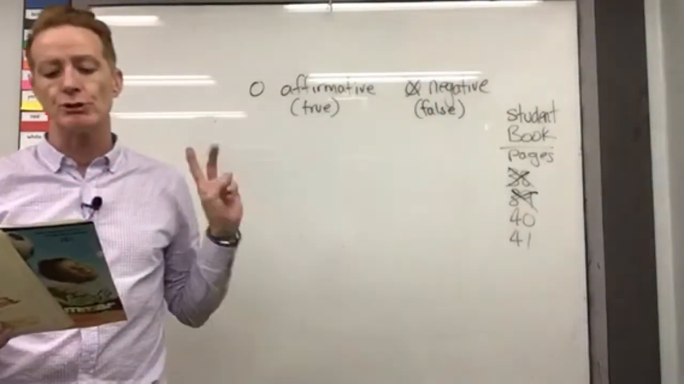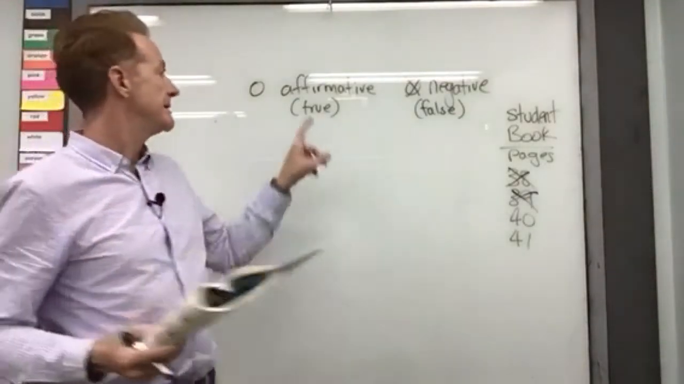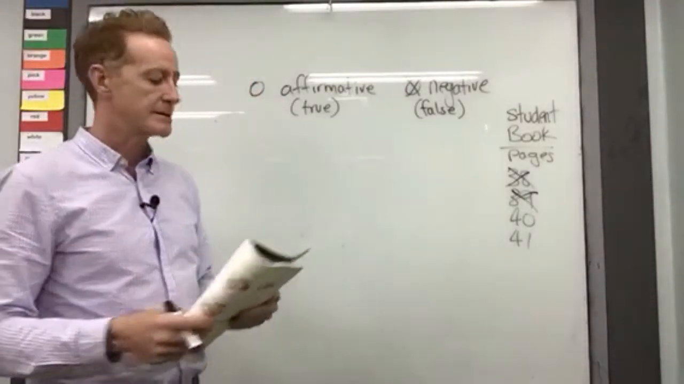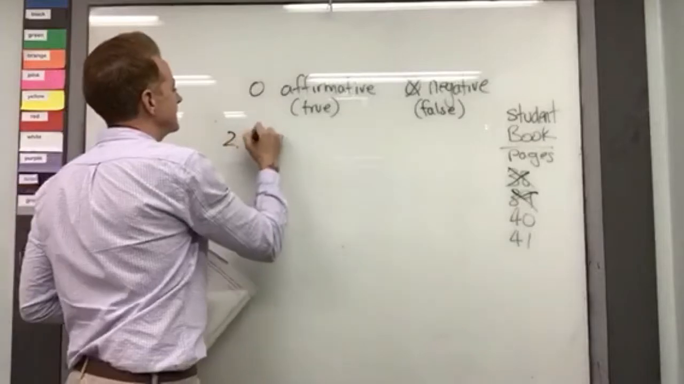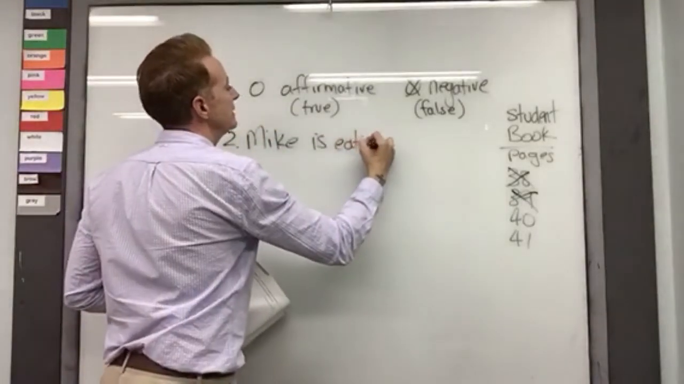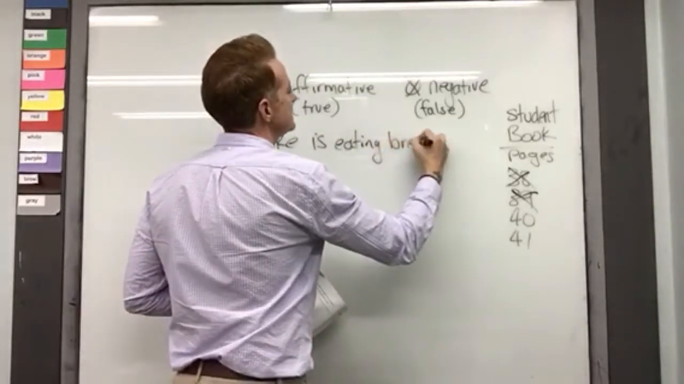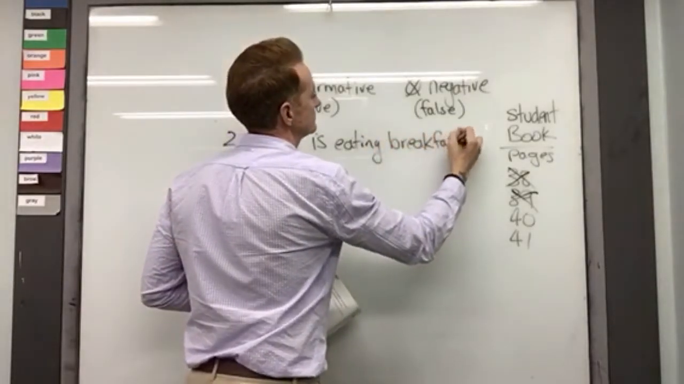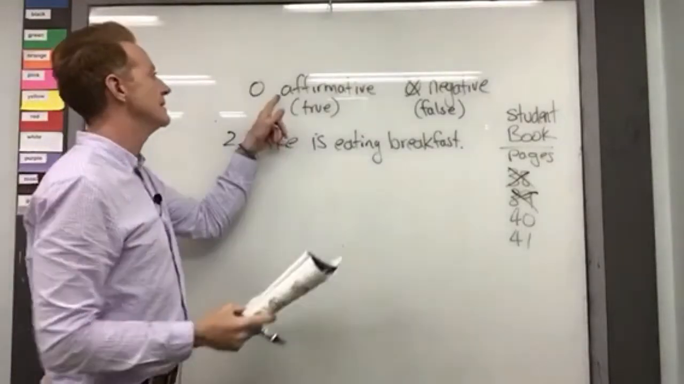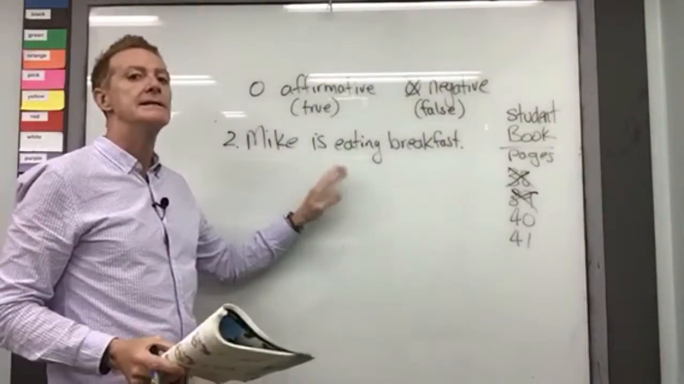All right, so let's do number 2. This one is affirmative because it has the circle here. So Mike and eat breakfast. So Mike is eating breakfast. It's as simple as that. Mike is eating breakfast. It is true. It is happening.